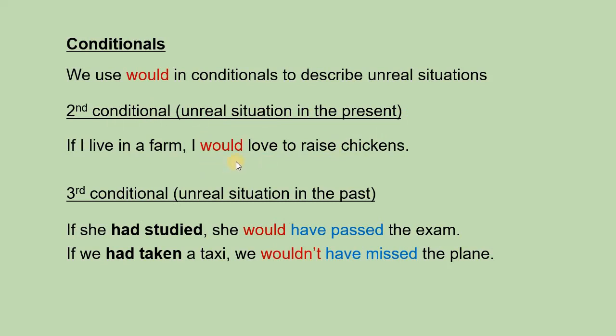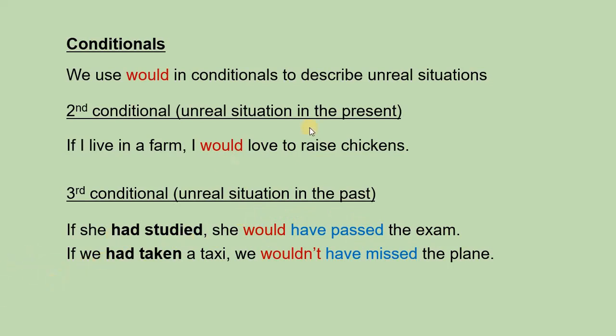Okay, next here, third conditional, unreal situation in the past. If she had studied, she would have passed the exam. Another here. So third conditional, unreal situation in the past. If she had studied, she would have passed the exam. But because she didn't study, she failed the exam.